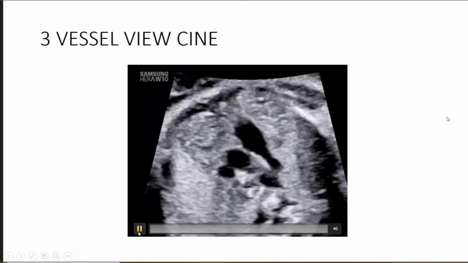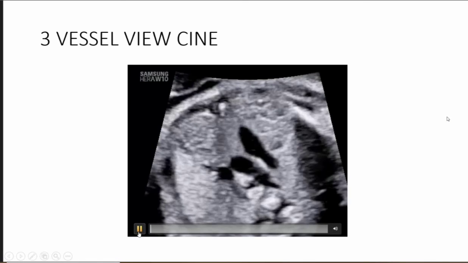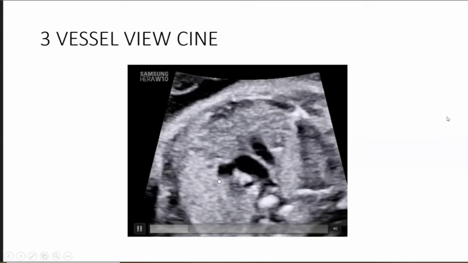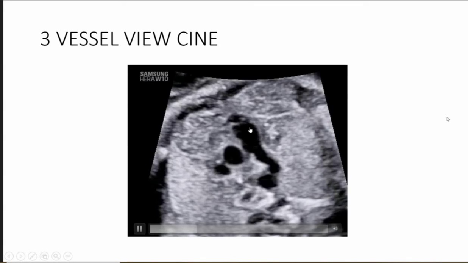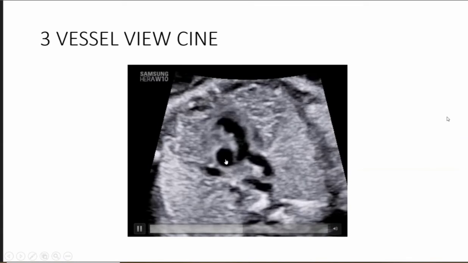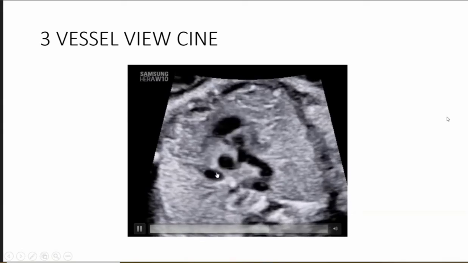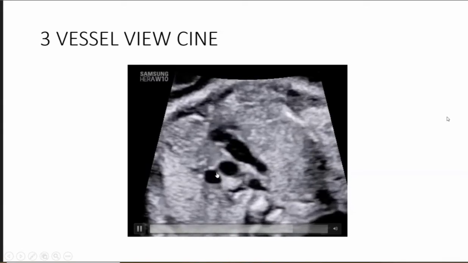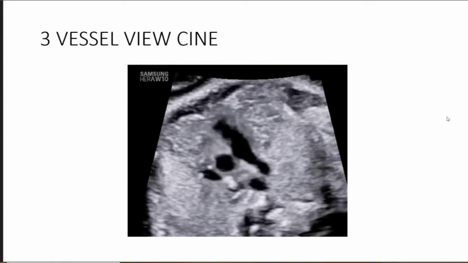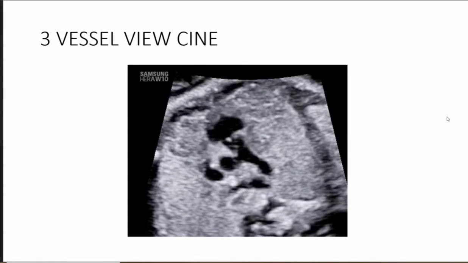Now we have the 3 vessel view in cine. That's the pulmonary artery, aorta, superior vena cava. PAS 1, 2, 3, big, medium, small, anterior, mid, posterior. Okay, so that's the 3 vessel view in cine.